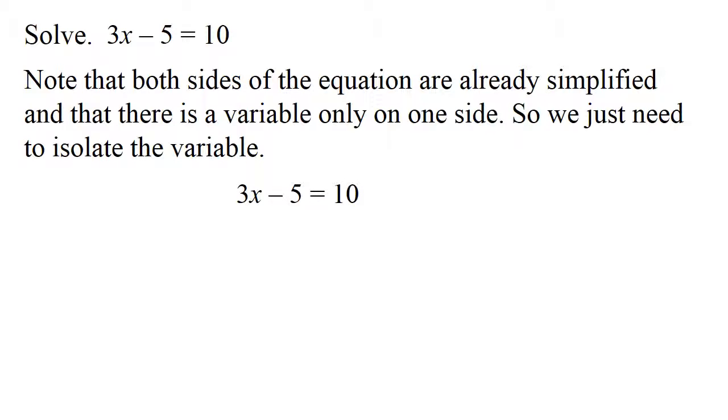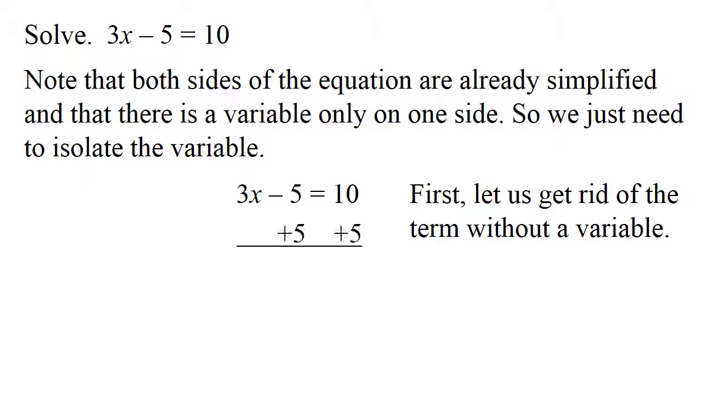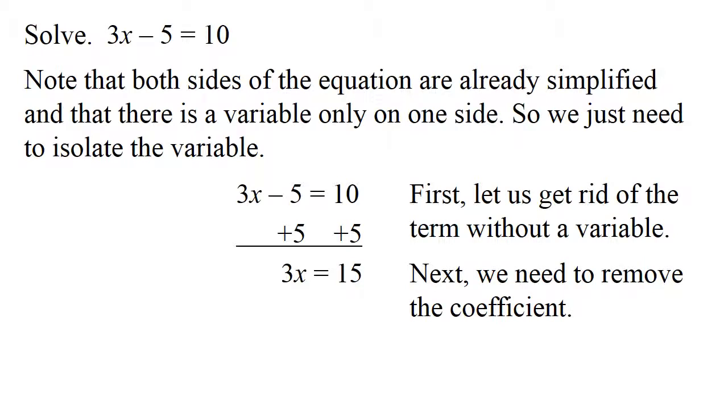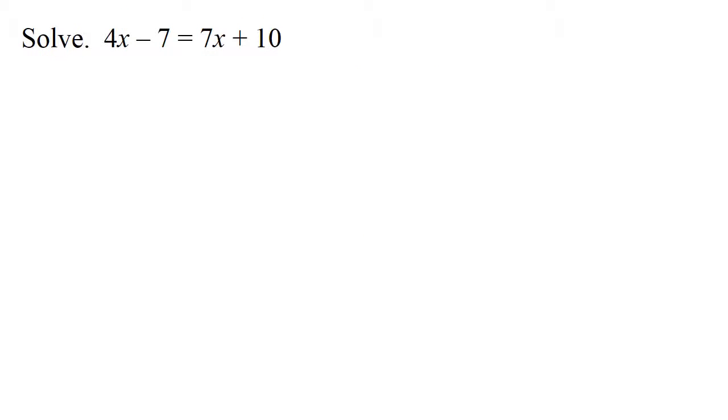So first thing I want to do is get rid of that constant value. And so we're going to add 5 to both sides of the equation. That'll cancel out negative 5. And now I just want to get rid of the 3. So again, remember, if I just want to get rid of a piece of it, I do that by multiplying or dividing. So I just want to get rid of the coefficient. I'm going to divide both sides by 3. That'll make 1. That'll eliminate the 3. And that'll leave me with my answer, x equals 5.